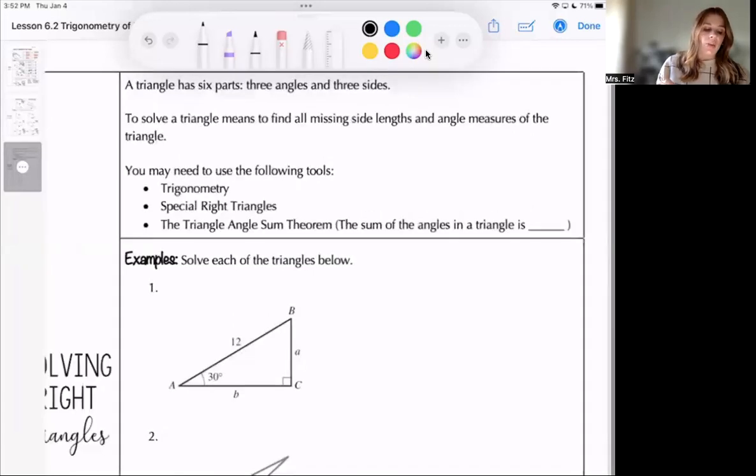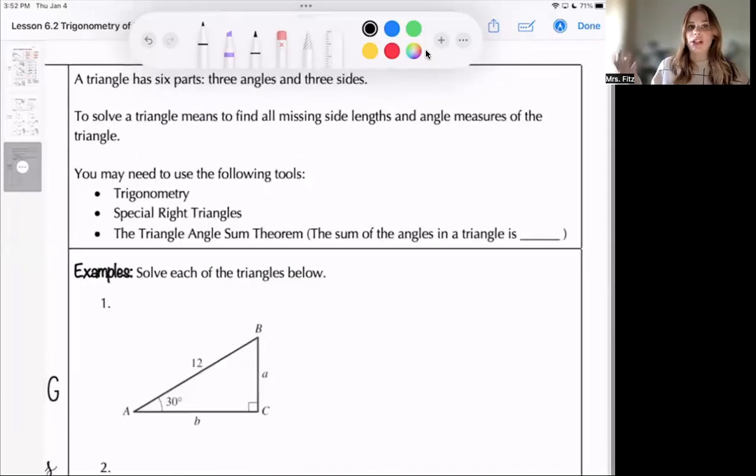So first of all, if I ask a student to solve a triangle, what that means is I want you to solve for anything that's missing, any missing angles, any missing sides. I don't just want you to solve for one side or one angle. There's probably multiple components to the problem. Like I just stated, there's a few different tools you may have to use. Trigonometry, special right triangle rules, triangle angle sum theorem. That just states that the sum of the angles in a triangle is 180 degrees. You might remember that from geometry. All right, let's look at some examples.